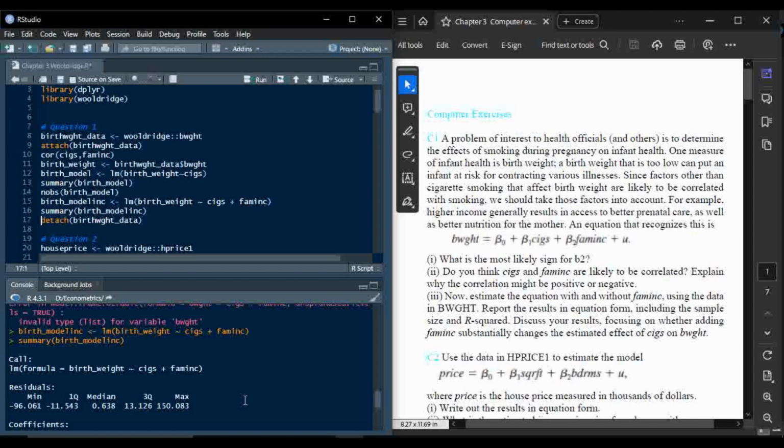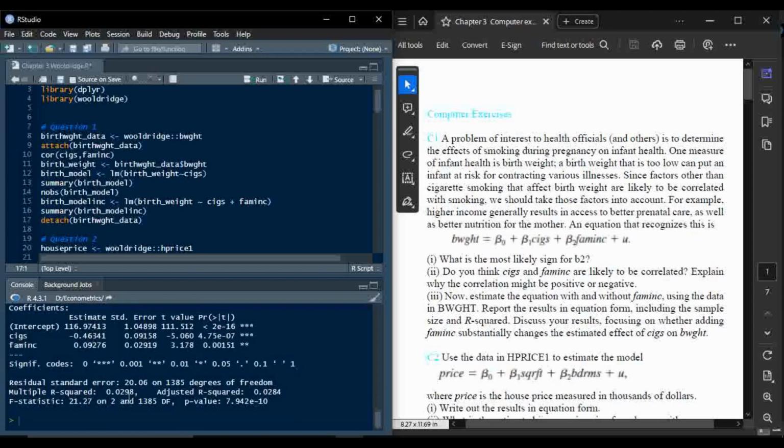Okay, you can see that the effect of cigarette smoking is slightly smaller when family income is added to the regression, but the difference is not that great. This may be due to the fact that cigarettes and family income are not very correlated, and the coefficient on family income is practically small.